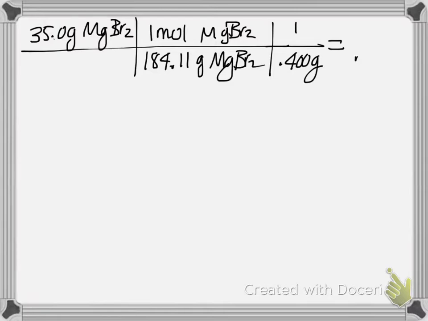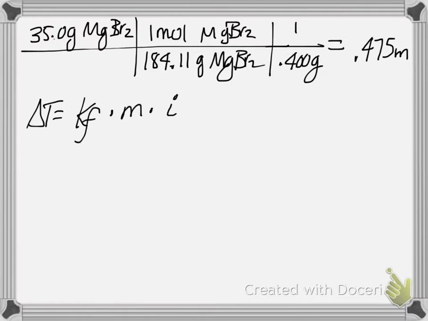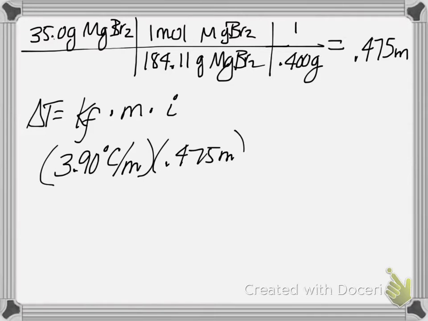The molality is 0.475. Okay, so that's our molality. So now we're ready to do delta T equals Kf times m times i. Kf from the chart is 3.90 degrees Celsius over molality, times 0.475. How many particles does magnesium bromide break into? 3. So now I get delta T is 5.56.